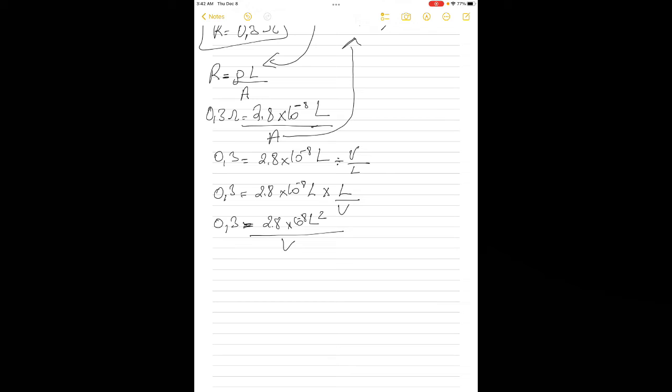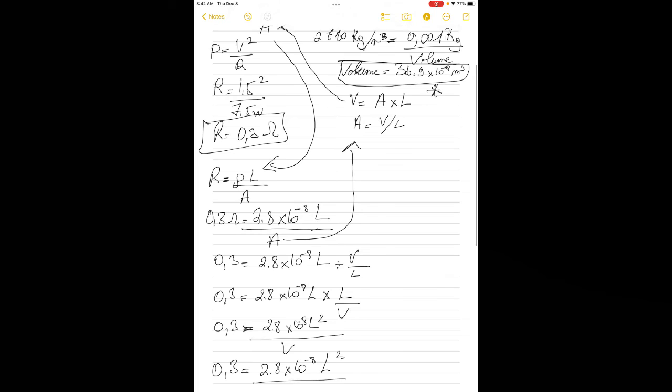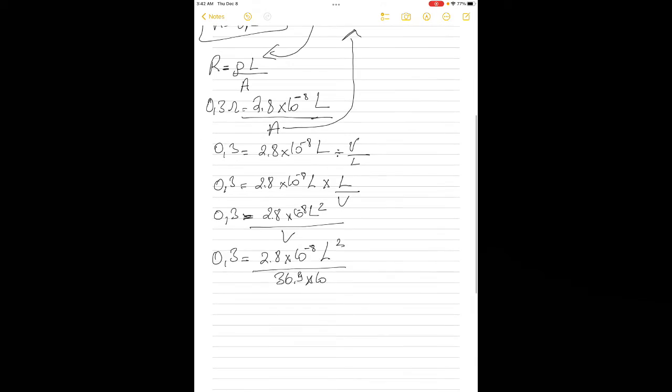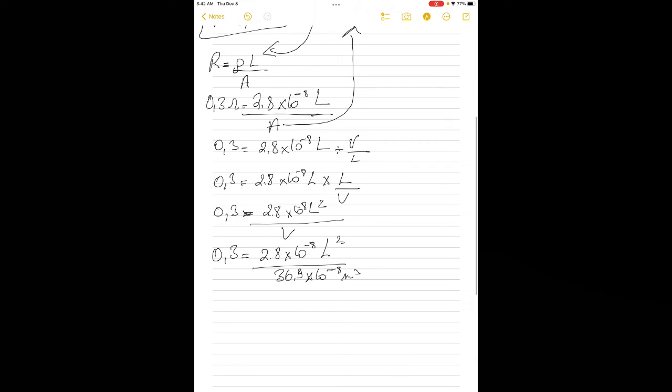So now it starts to be more clear. 0.3 equals 2.8 multiplied by 10 to the minus 8, length squared over the volume. The volume, we have it here, 36.9 multiplied by 10 to the minus 8 meter cube. Then we can just follow up: 36.9 multiplied by 0.3, divided by 2.8 to the power of minus 8, and then we do the square root of the result. So the length will be equal to 2 meters.